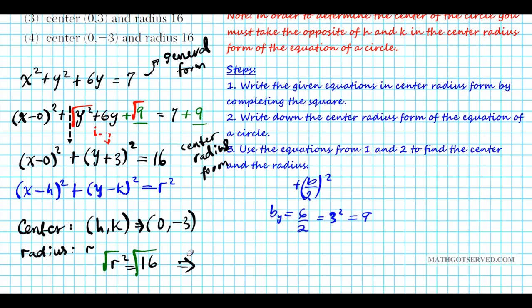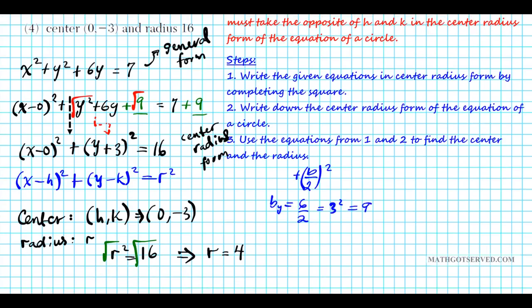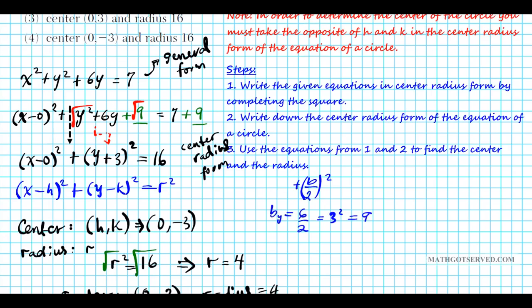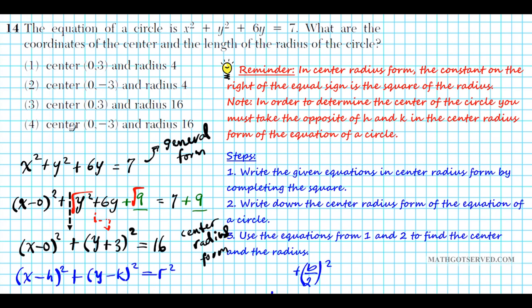So the radius is 3, okay? So r equals 3. I'm sorry, 4. Okay, so the radius is 4. All right, so let's look at our options right here. Let's write it down. Center is (0, -3), and the radius is 4. Answer to number 14 is option number 2.